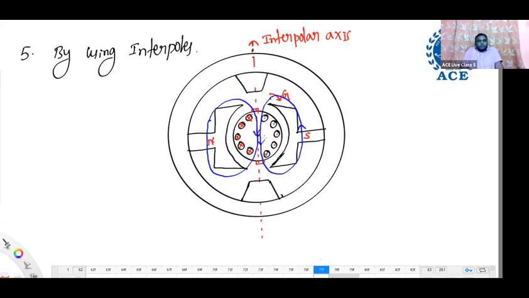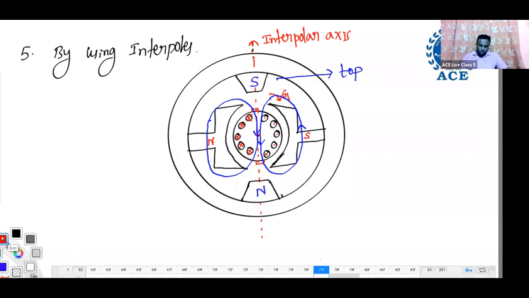Now we are using interpoles in this method to reduce the effect of armature flux on main flux. Now tell me from the figure, there are two interpoles here. Out of this, which one is north, which one must be south, so that effect of armature reaction reduces? The top one is north or south? Yes, very good. That is south pole. And the bottom one must be north pole.